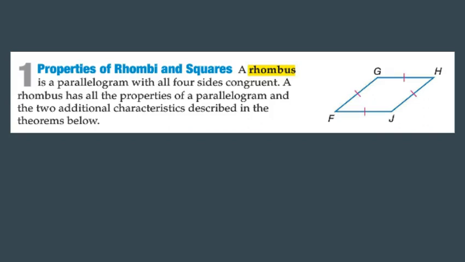Alright, let's go over properties of rhombi and squares. A rhombus is a parallelogram with four sides that are congruent. A rhombus has the properties of a parallelogram and two additional characteristics described in the theorems below. So, first thing that we need to remember is all four sides are congruent.